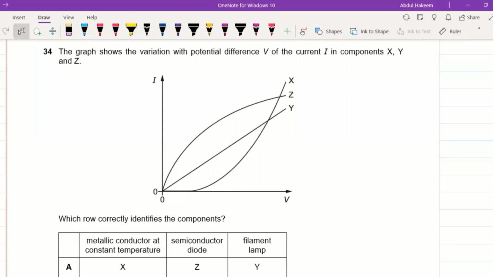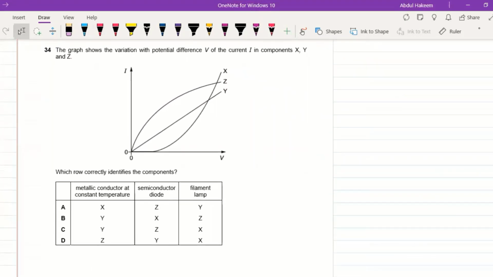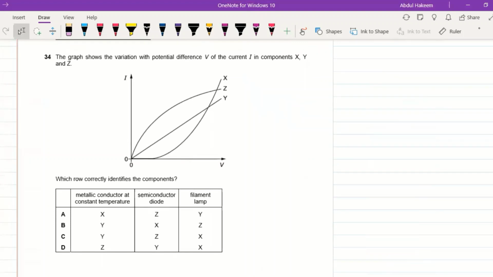Next question: the graph shows the variation of the potential difference V with the current I. Which row identifies the component? Look, this is a straight line, a straight line for the ohmic conductor. Ohmic conductor means the metallic conductor at constant temperature. So this is a metallic conductor. And then here, when voltage increases, current increases, meaning the resistance decreases. This is for the semiconductor.